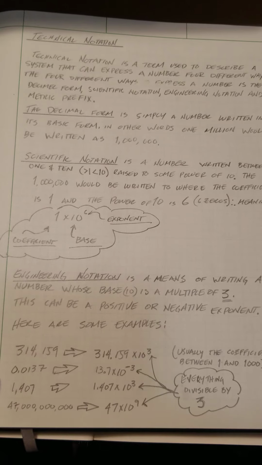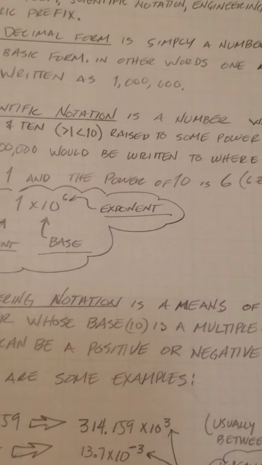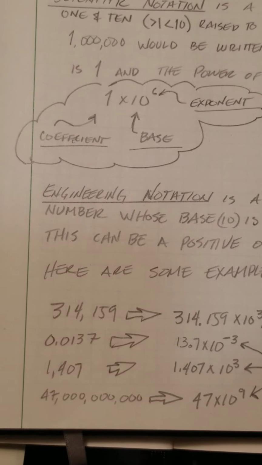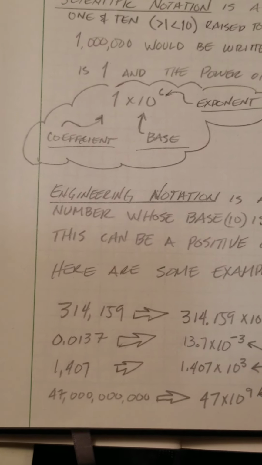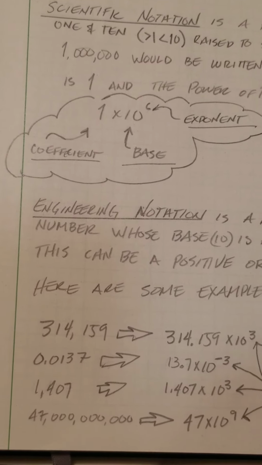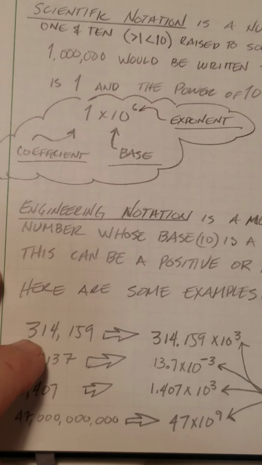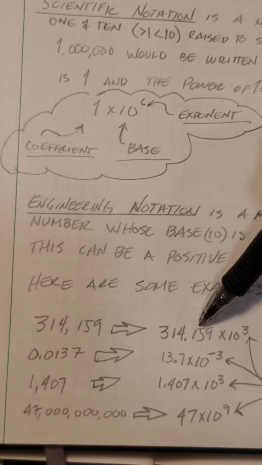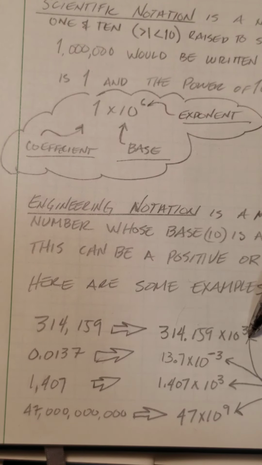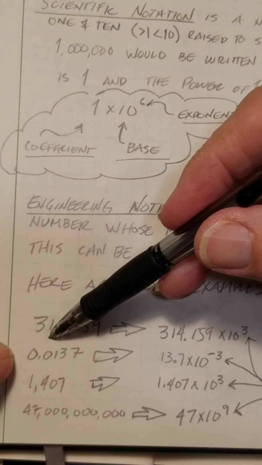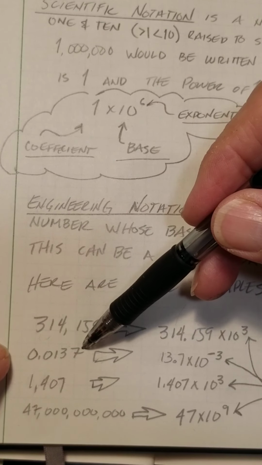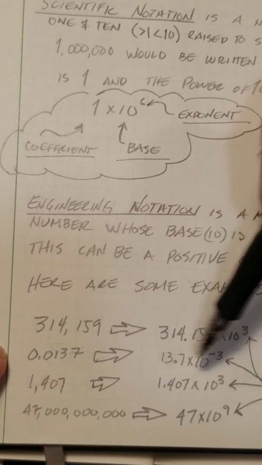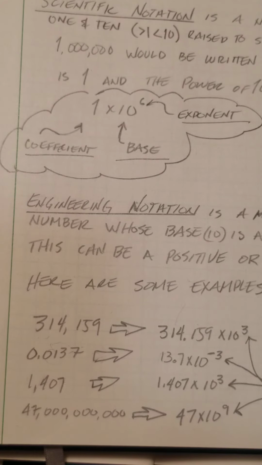I do have some examples here at the bottom. Let's see if we can get to that. Basically what we see here is 314,159 would be written as 314.159 times 10 to the third. For a number smaller than 1, 0.0137, we'd write this number, move the decimal point 3 spaces, and then that becomes minus 3. So we'll get some more practice in that.